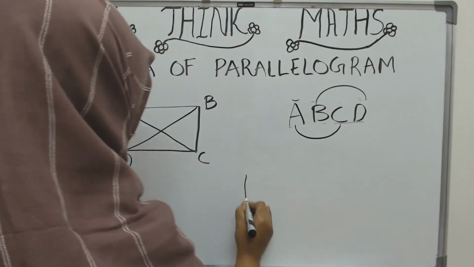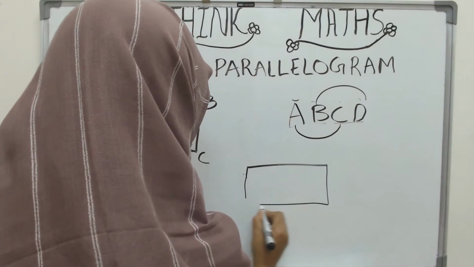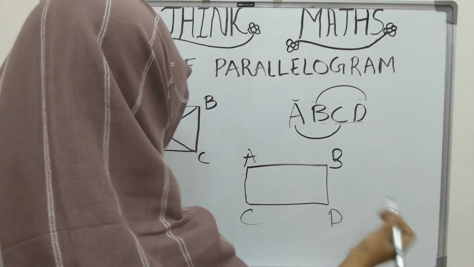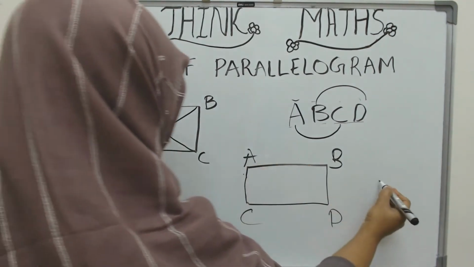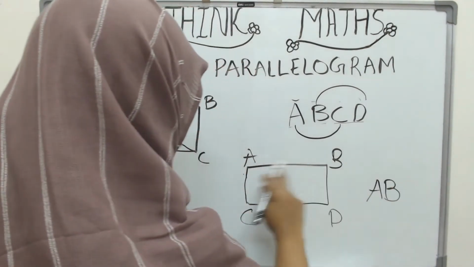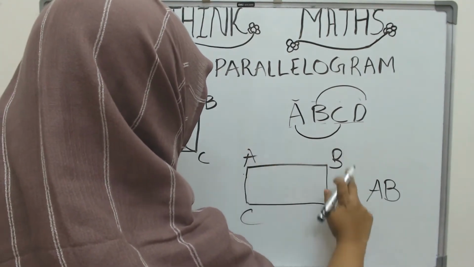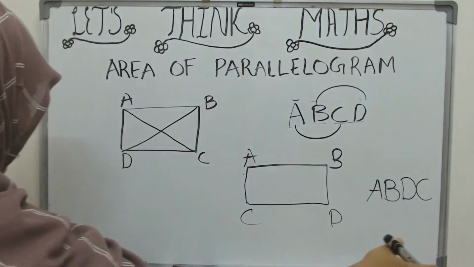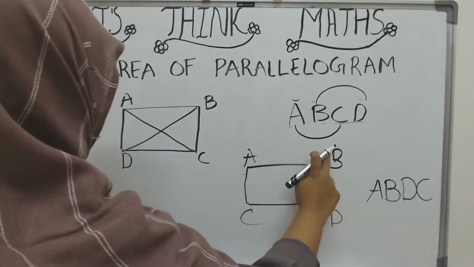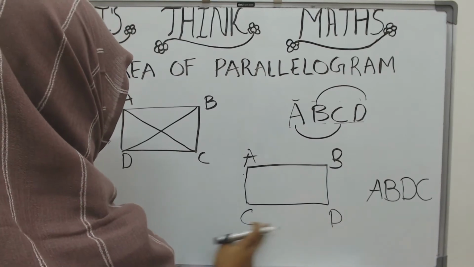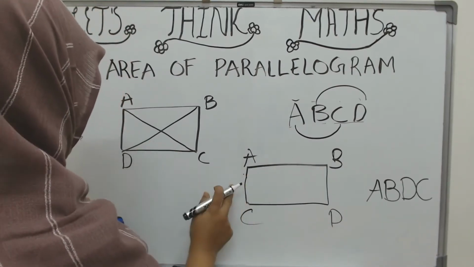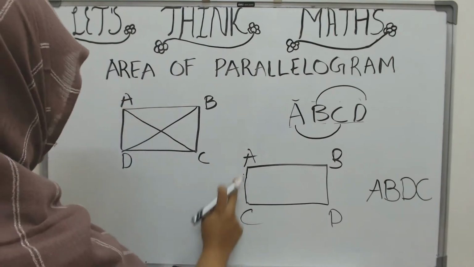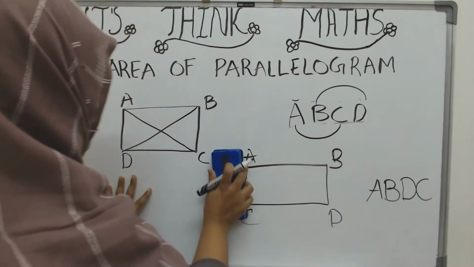Now what will happen if you write like this? If you write AB and CD, that means what will be its sides? This quadrilateral's name will be ABDC. It is completely another quadrilateral. Its sides will be AB, BD, DC and CA. So you see the difference here. Here AC is a diagonal, but here AC is a side. So be careful of that.